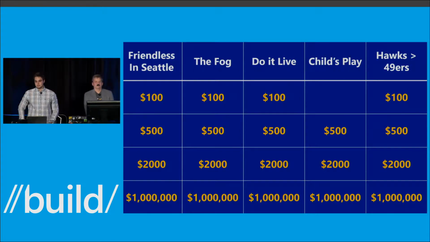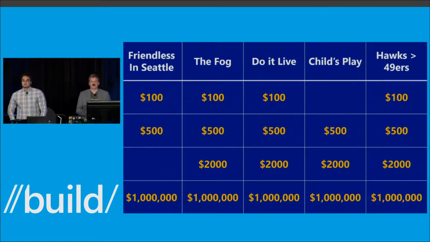Next category. I think for this one, I'm going to go a little higher, and I'm going to do Friendless in Seattle for 2000. Friendless in Seattle for 2000. Okay, Kirill. This site allows you to bring a friend with you when you travel. Take Contoso Travel and build it into a hosted web app. Okay, Jeff, I'll work on it.